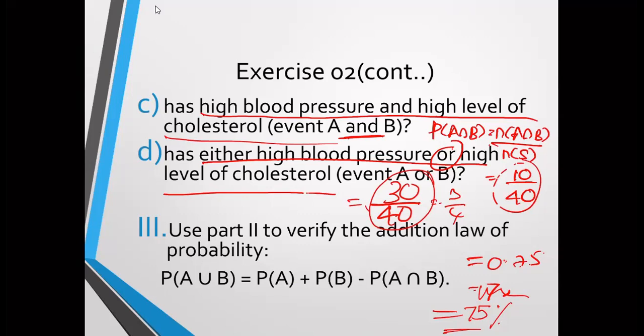so far we discussed how to find A union B, A intersection B, and probabilities of those events A, B, A union B, A intersection B. Now third, see the Roman 3, use part 2 to verify the addition law of probability. Now we need to verify the addition law of probability using the results we got from this Venn diagram. Okay, so here you are given the addition law. So we are going to verify this addition law using the results.